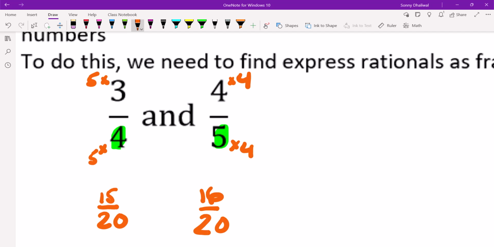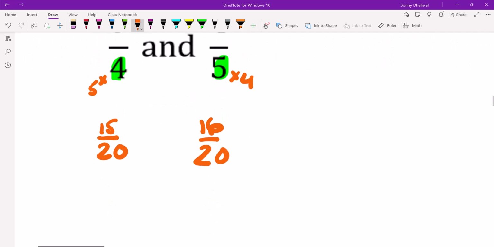Okay? Now the bottom numbers are the same. Becomes a little bit easier to compare. Comparing the tops, we have 15 and 16. What number is in between these two numbers? 15.5. So the number in between is 15.5 over 20.